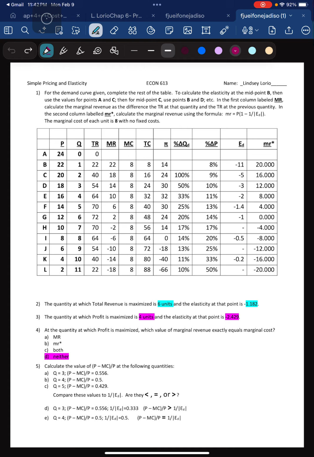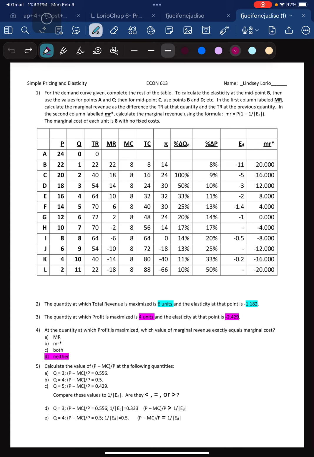For the percent change in quantity, I did the change in quantity, so I subtracted the previous quantity from the corresponding quantity, and then divided it by the previous quantity. And I did the same thing for price. I took the corresponding price minus the previous, and then divided by the previous price. Or I did the previous quantity minus the corresponding quantity. Yeah.